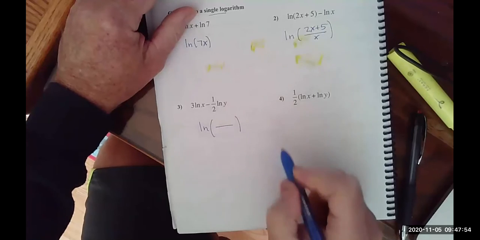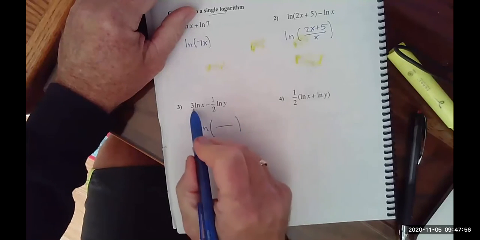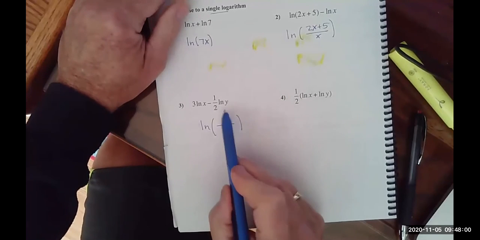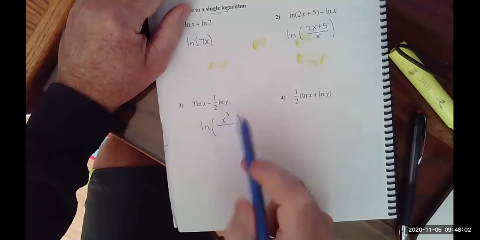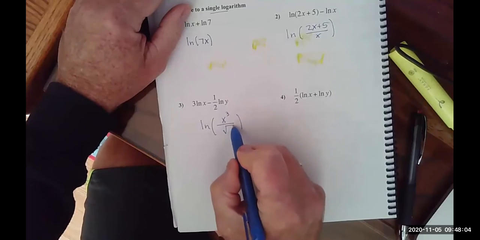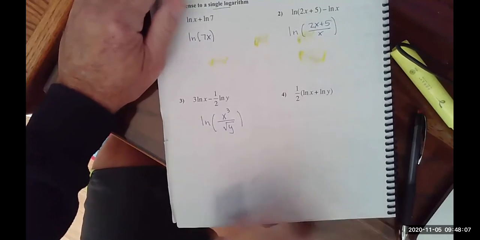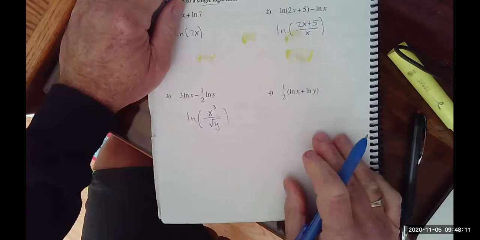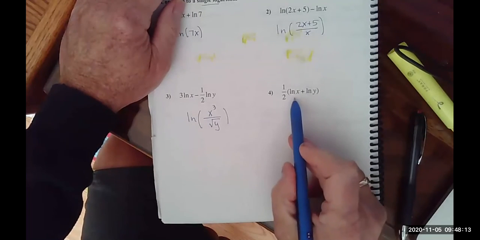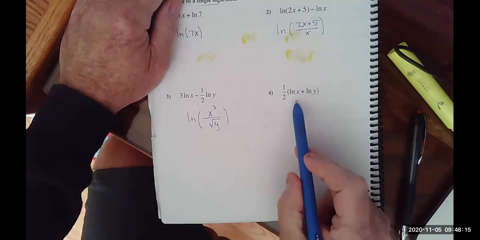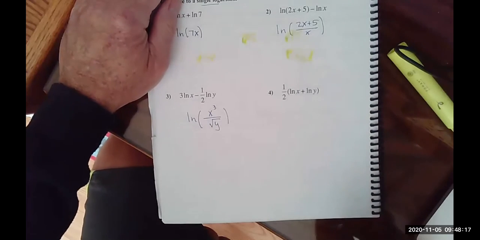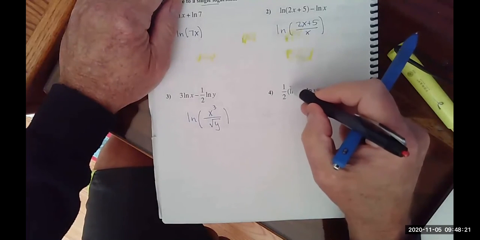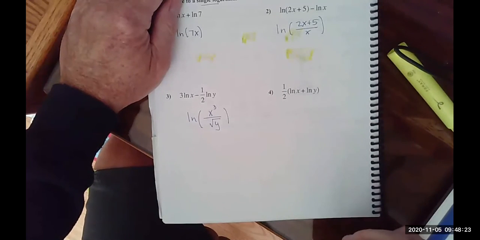There's a quotient. Okay, what's in the numerator? x cubed, the first part. What's the denominator? Okay, the 1/2 and the y. Well, it's y to the 1/2, which is the same as the square root of y. Done. Okay, this one's a little weird. It feels very tempting to take the half and distribute it, and that's not true.